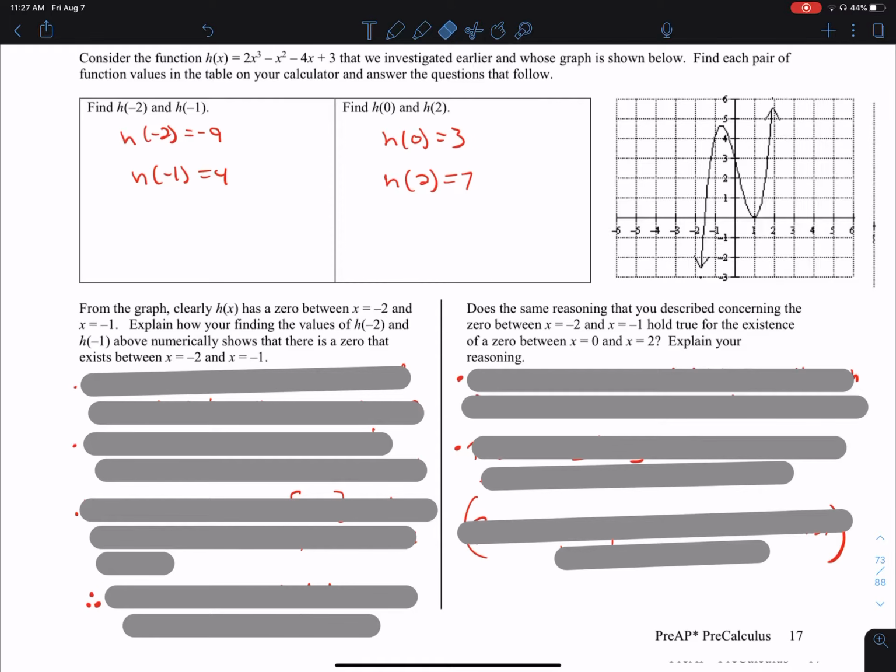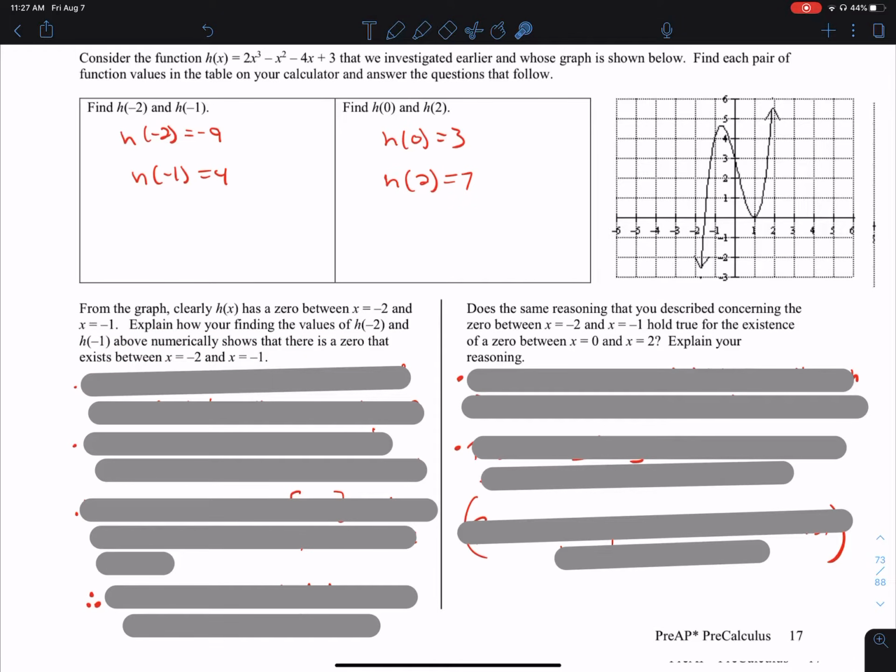All right. Now, what is the point of this? Let's try to get to this right here. From the graph, clearly h of x has a 0 between -2 and -1. So here's -2, here's -1. It's got to be a 0 between. We can see it's crossing there. Explain how you're finding from the values of h of -2 and h of -1 above shows there is a 0 between -2 and -1.